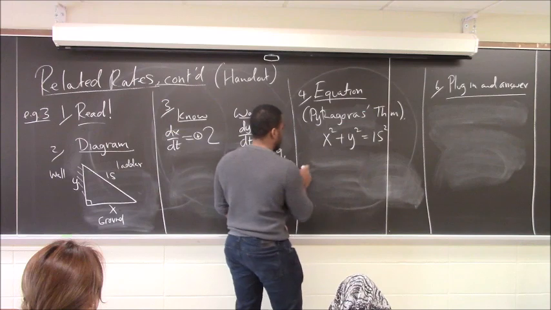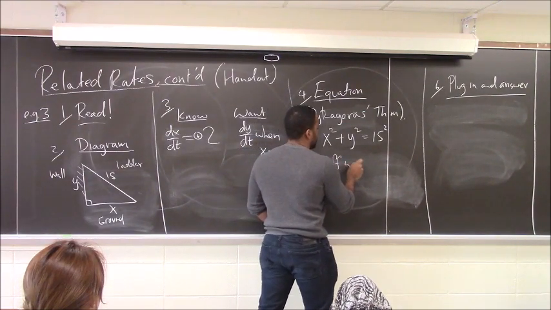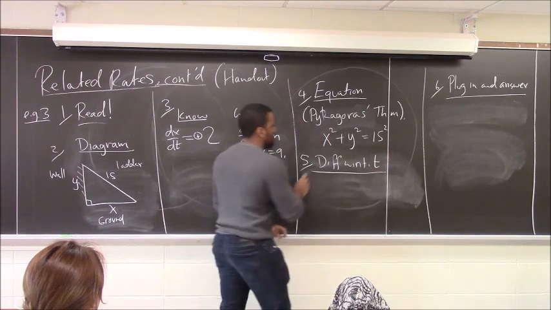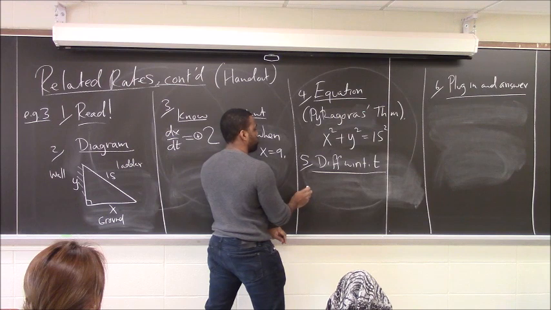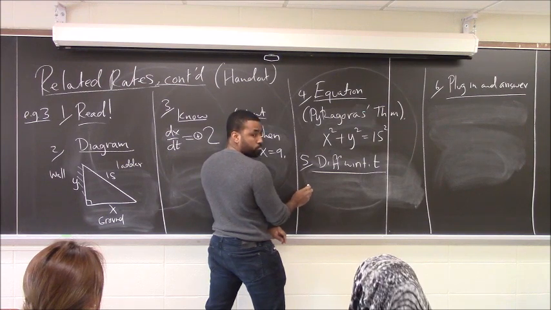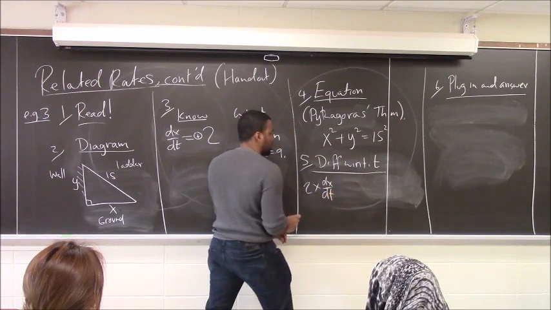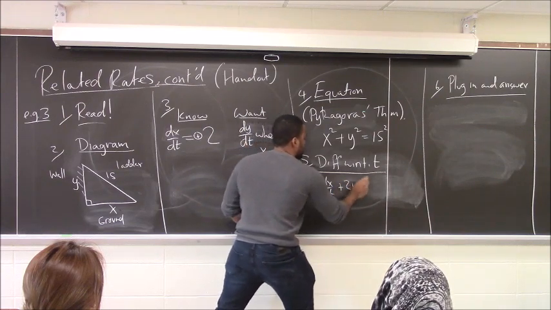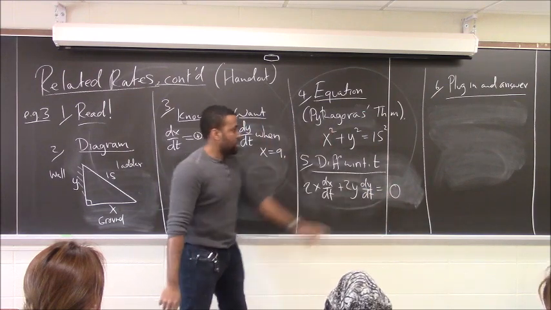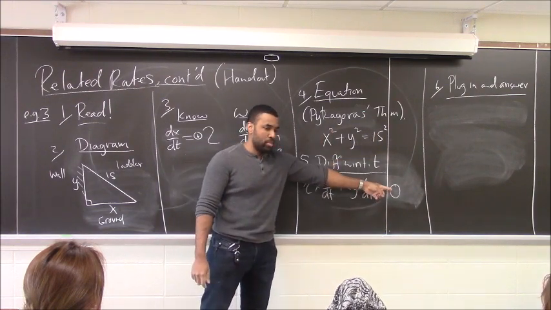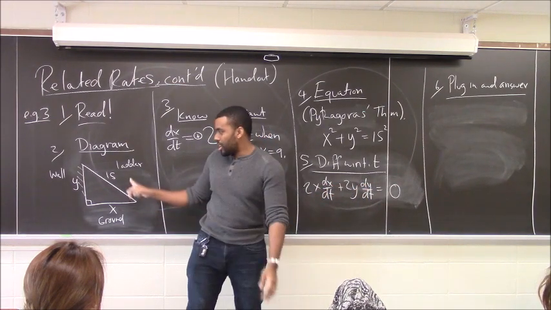Now, I erased this, the next step was to differentiate with respect to time. Okay, differentiating this with respect to time gives us what? 2x dx dt plus 2y dy dt equals 0. Again, if you label this a variable, you'd have variables over here. What do we do with variables? They don't matter, right? Because it was a constant.